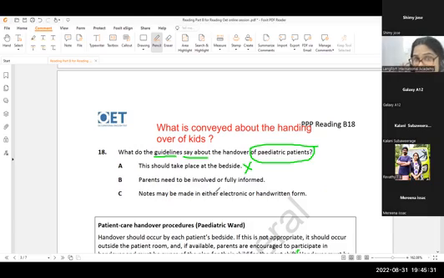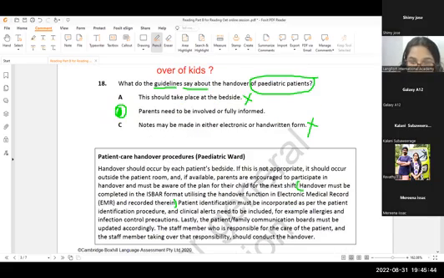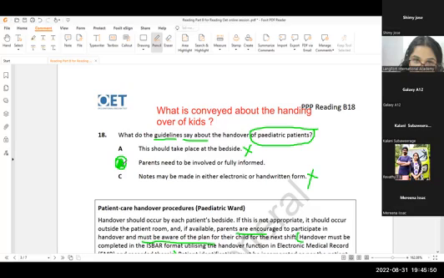Okay, they talked about electronic, but throughout the passage have they mentioned any handwritten form? No. So the best option is B. See, they've encouraged the parents to participate, and you make sure they are aware of the plan. So the best option is B.